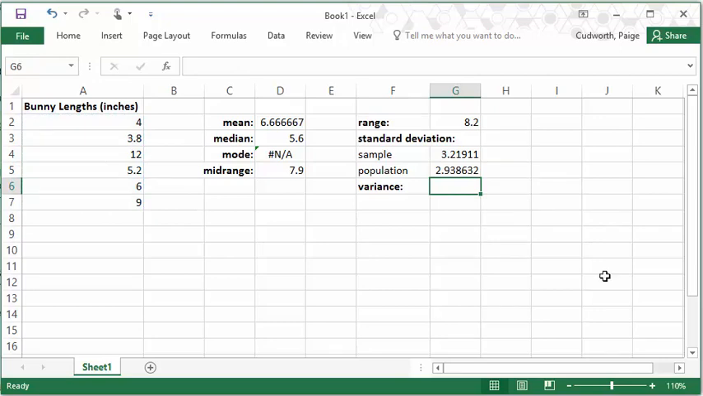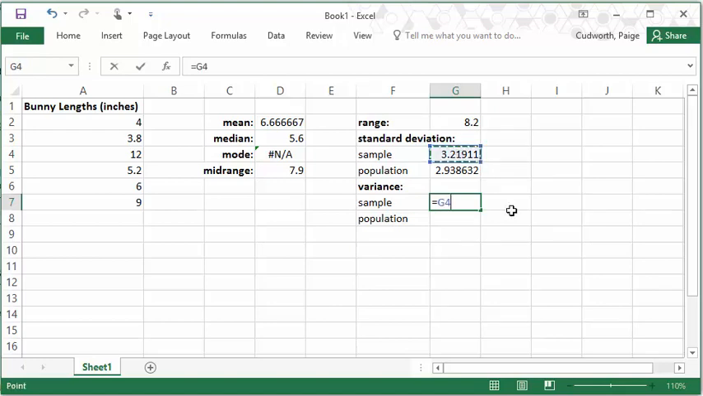Finally, the variance. It's not terribly common to compute variance, but if you just remember that the variance is the standard deviation squared, we can compute our standard deviation with either the sample or population method as needed, and then just square that value. So for my sample version, I would say equals.